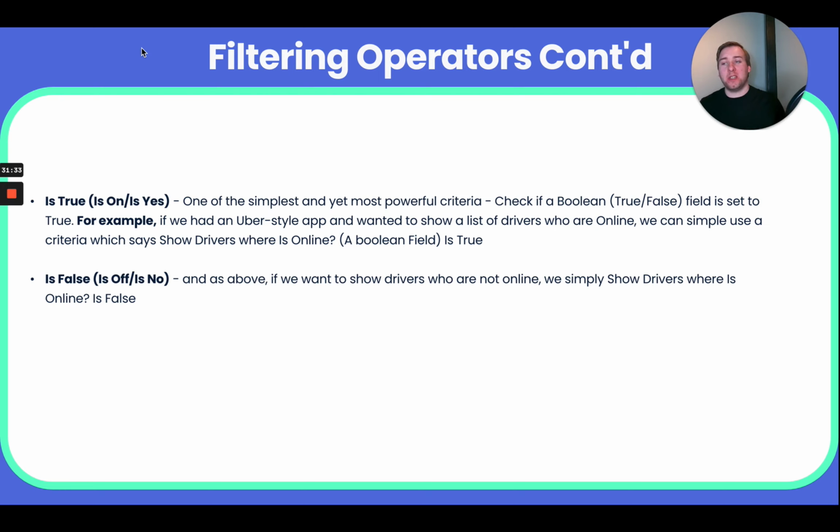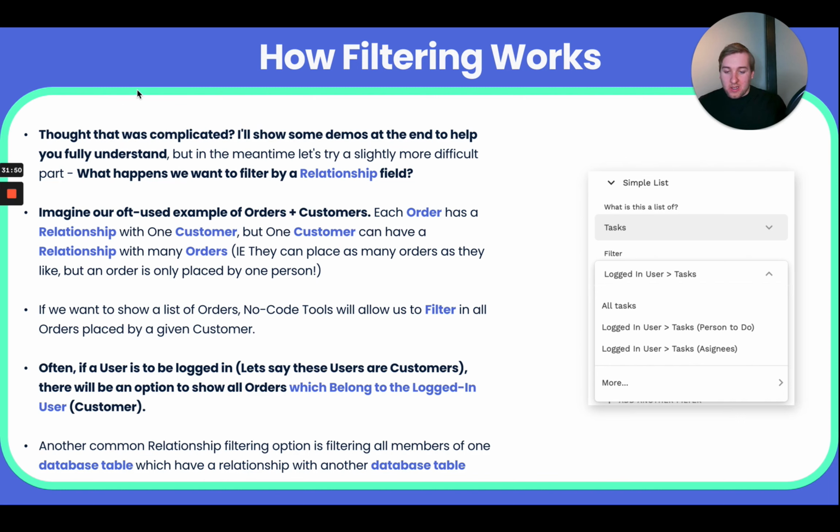Simply what Twitter does is it checks, well, does this user follow Niall? Yes or no? If yes, show the tweets. If no, don't. So that's just how that filtering list works, just the same as our workflows. So, if you thought that was complicated, as I say, I'm going to show you some demos at the end to help you fully understand.